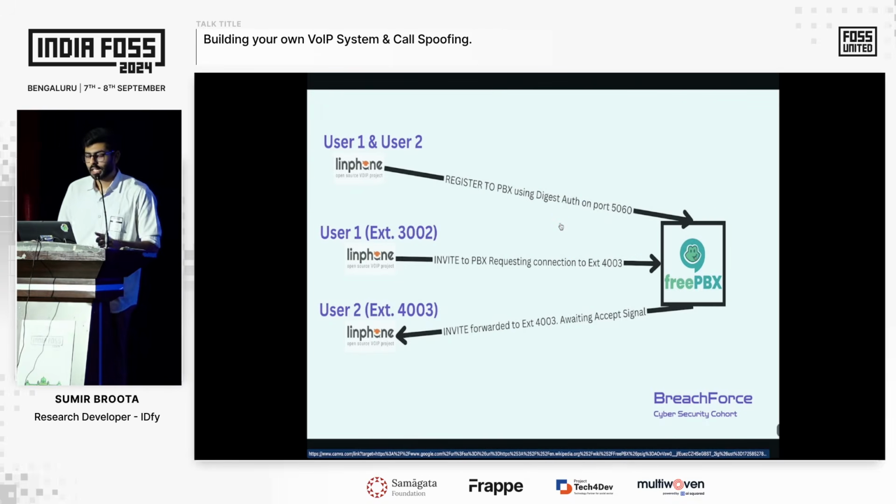This is a diagrammatic explanation of the same. User 1 and user 2 are my phone and my laptop here. Both of them had registered to the PBX system using a REGISTER method over port 5060. User 1 then sends the INVITE request, as we had seen, to the PBX system, and then the INVITE request is forwarded to the laptop here.